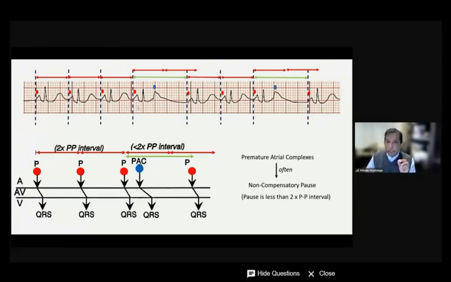But if you see a gap here, and if you calculate the P to P interval, and if it's less than twice what it would have been, then it's a non-compensatory pause. And that also strengthens your suspicion. This must be a non-conducted premature complex.